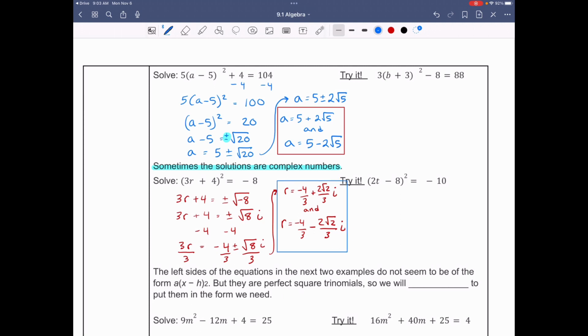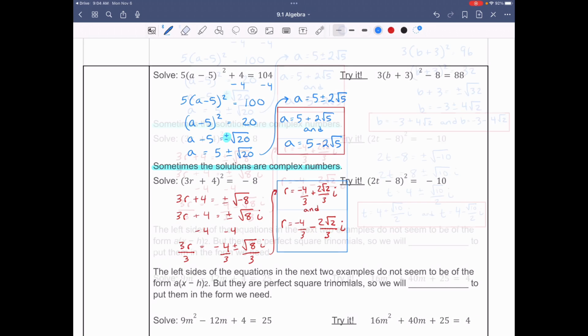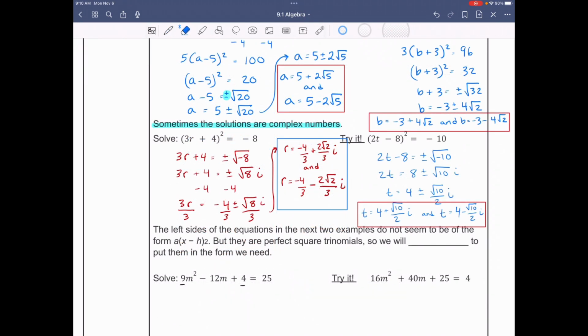To our equation. All right, I'm going to pause the video. I'm going to allow you to do both try-its in your groups. Go ahead and check your answers for these.